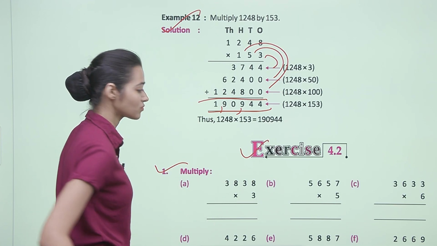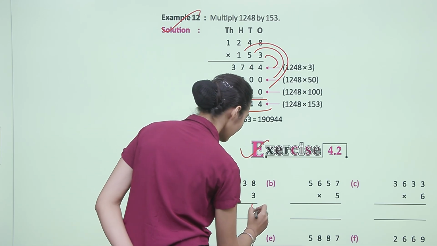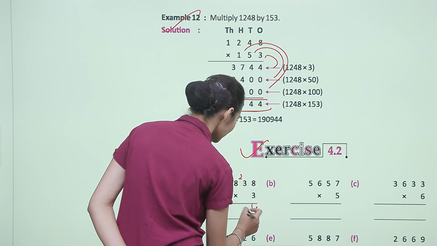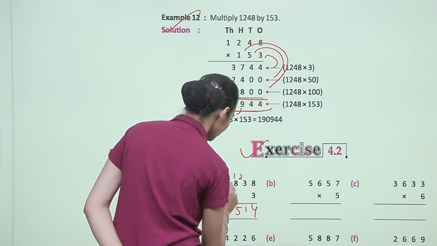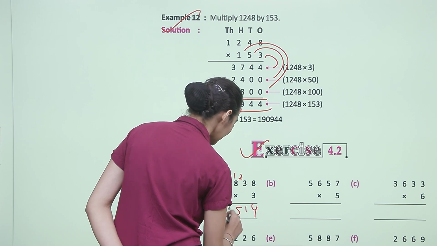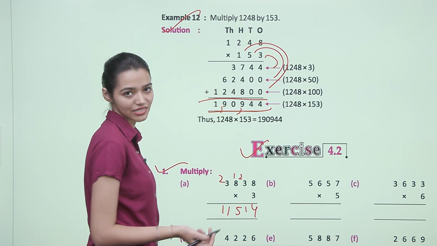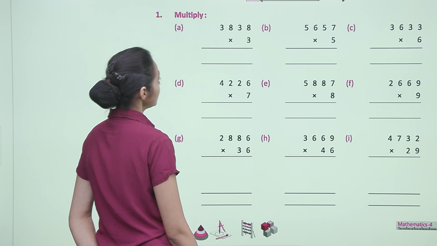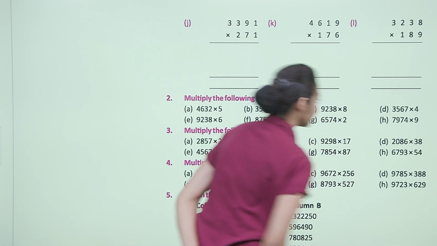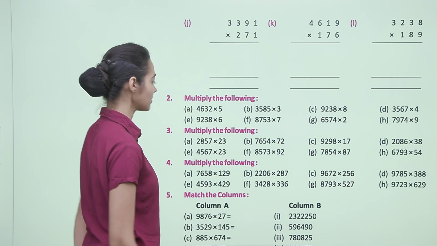Now let's start with exercise 4.2. In the first part we have to multiply these terms. So 8 3s are 24, 2 carry, 3 3s are 9, 11, 1 carry, 8 3s are 24, 25, 2 carry, 3 3s are 9 and 11. So 11,514 is the correct answer. That's how you can solve the remaining part.